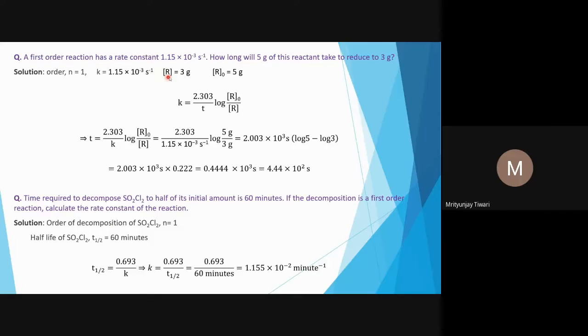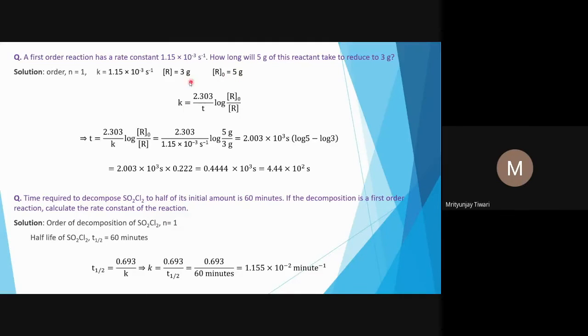The final amount of the reactant one can consider, though it is written as 3 in terms of concentration, but this is the amount, and in place of concentration one may also write it as the mass. So this is 3 gram, and this R naught, the initial amount of the reactant, is 5 gram.